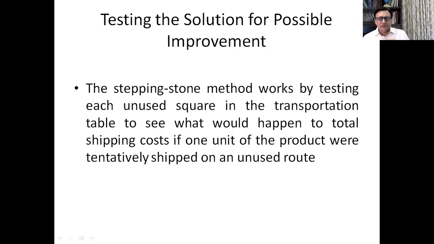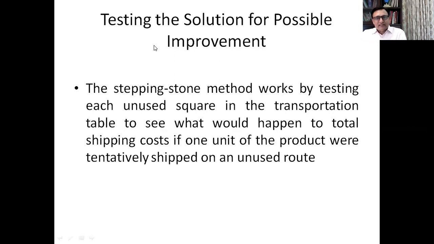Testing the solution for possible improvement: the stepping stone method works by testing each unused square in the transportation table to see what would happen to total shipping cost if 1 unit of product were tentatively shipped on an unused route. So there are occupied cells, that is used routes. If any unit is diverted to the unused route or unused cell, and that is going to decrease our cost, it means there is a possibility of improvement in our transportation solution, so we will try to improve the solution with the help of one methodology.